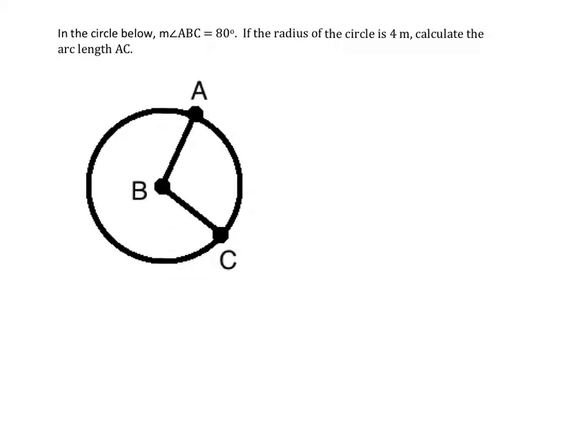Okay, these problems might look familiar because we've already done them before, but we're going to use a different method. If you prefer this method, you can use it to solve these problems. So this is what we call the proportion method.